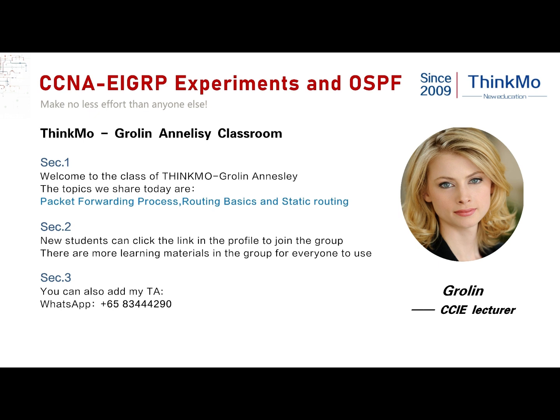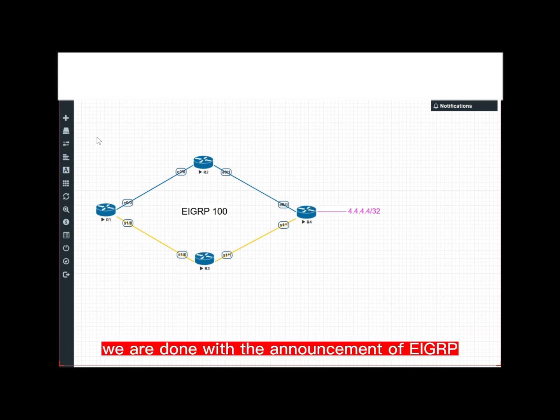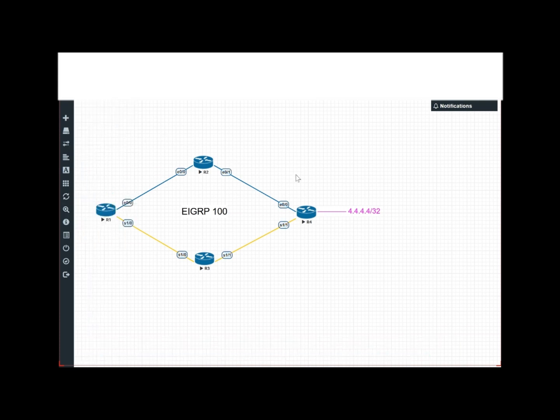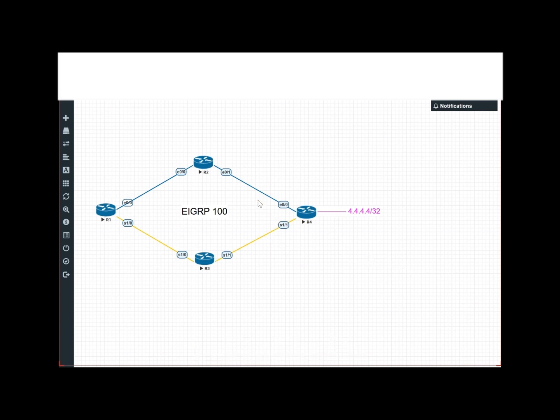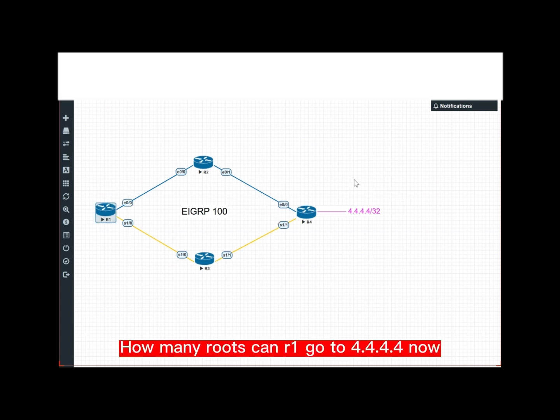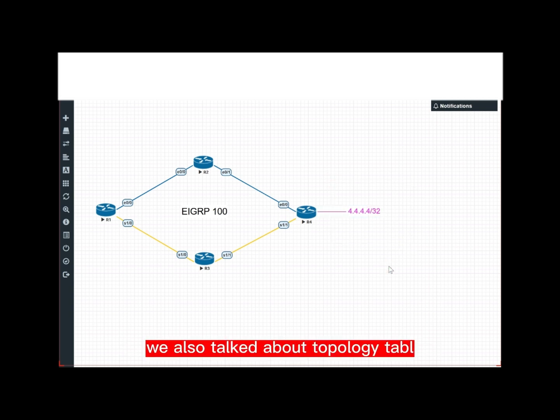583444290. Today's topic is EIGRP experiments and OSPF. In the last lesson we learned some configuration. We are done with the announcement of EIGRP. Then finally let R1 learn the route of R4. In the last class, I let everyone observe how many routes R1 can take to 4.4.4.4 now. We also talked about topology tables and routing tables, etc.